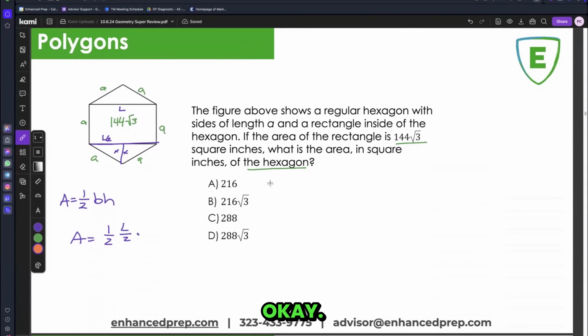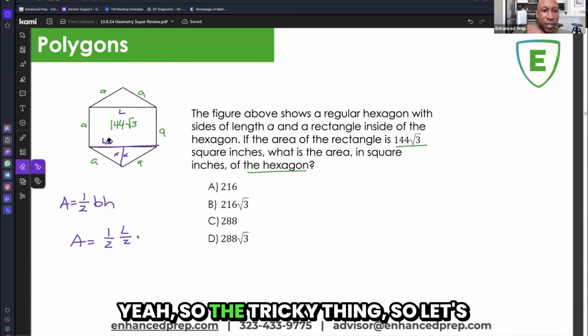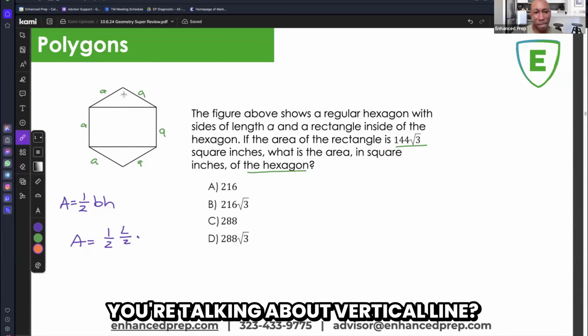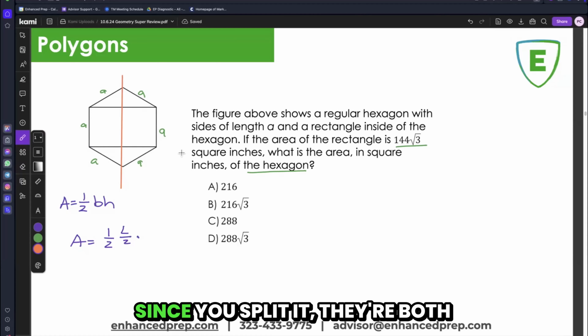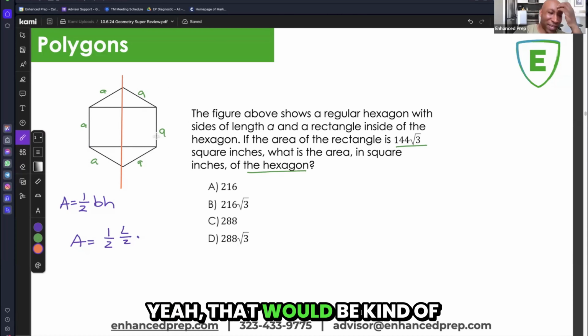Like you said earlier, find it as two hexagons, or I mean trapezoids. So let's see, you're saying to draw a line, a vertical line. And then you're saying to draw a trapezoid. Oh, yes, since you split it, they're both trapezoids on both sides. Yeah, that would be kind of interesting.